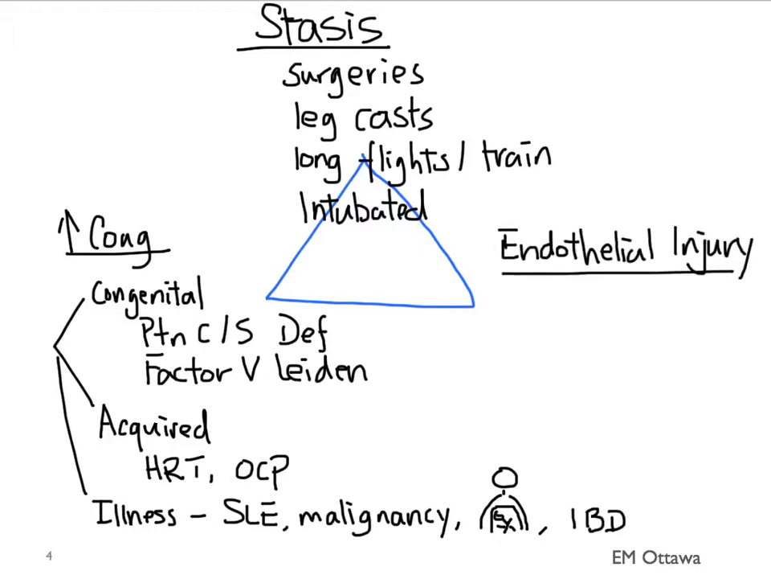What about endothelial injury? That includes central venous catheters and surgery. These are the reasons patients are more predisposed to getting DVT and PE, and therefore on history you want to elicit these risk factors. Now let's go in to see how patients present.